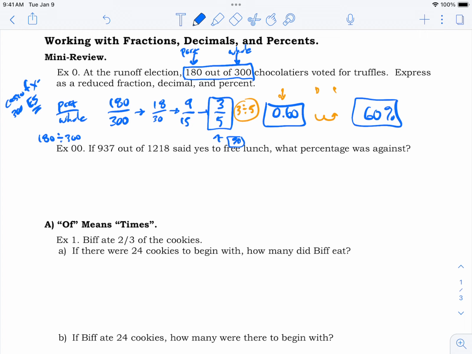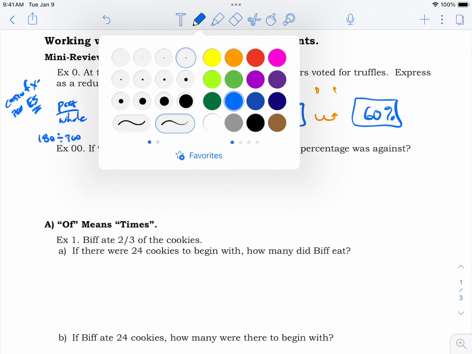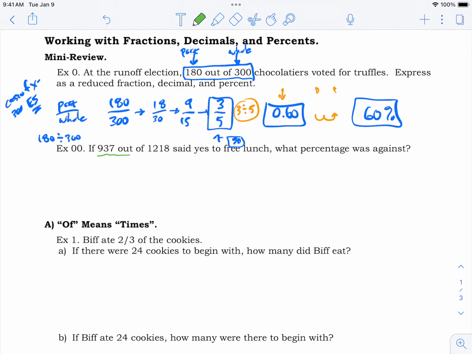So that's what we were doing last time. Here's another slightly different example. It says 937 out of 1218. Sounds like the same kind of problem, right? So let's do it. 937 out of 1218, and it says just percentage.